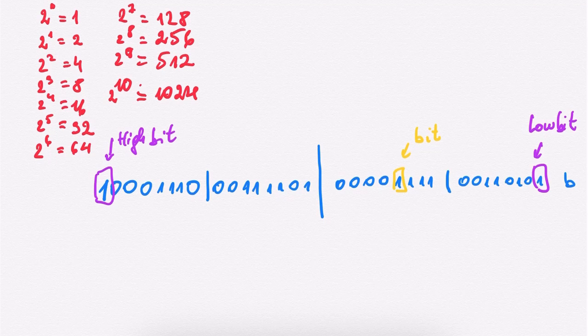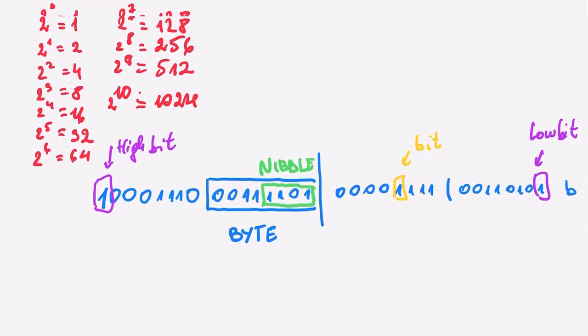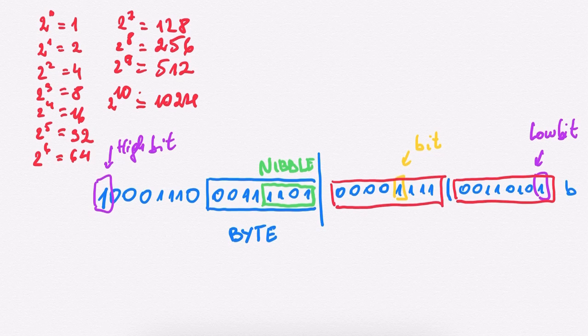8 bits build a byte, while 4 bits will be called a nibble. 2 bytes, that is 16 bits in total, are called a word. So in this example we have 4 bytes but 2 words.